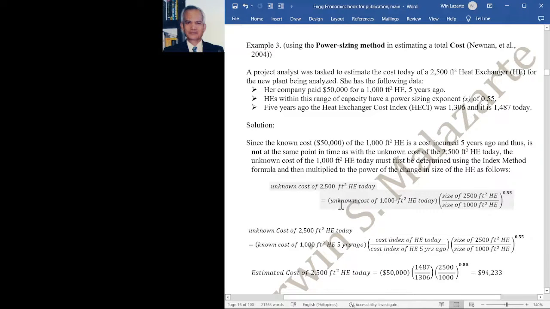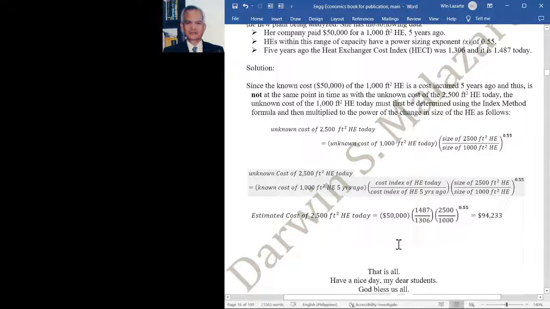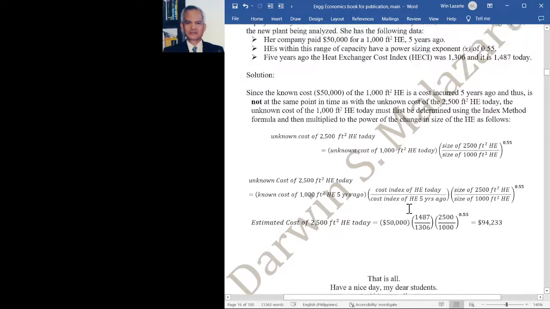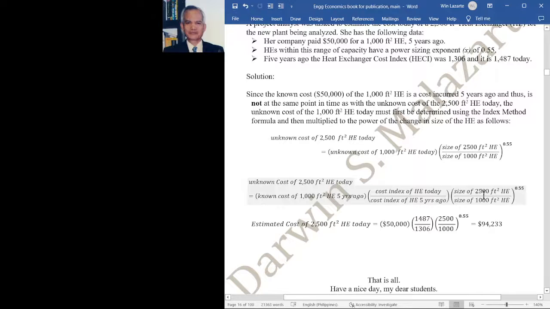Since this is unknown here for the 1,000 square feet heat exchanger today, we use the index method formula to find it, to make it known, using this formula. Then plugging in the given known values in these terms here, and you have this estimated cost of the 2,500 square feet heat exchanger today.